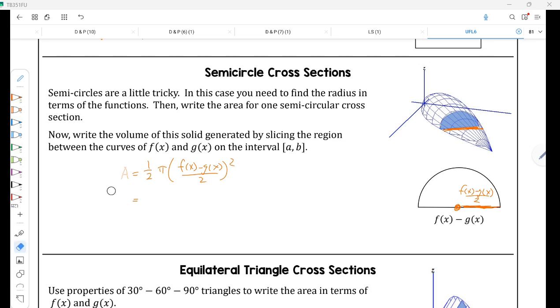I will, like I did above, call this A of x, just letting us know that that area is different based on which x value you're at. Which again, just like the front, is going to give us 1/8, or pi over 8, times f of x minus g of x squared. And that comes from squaring the 2 in the denominator and multiplying it out by that 2 there.